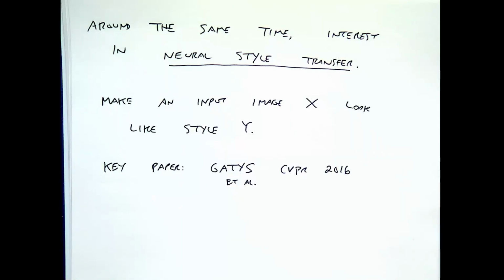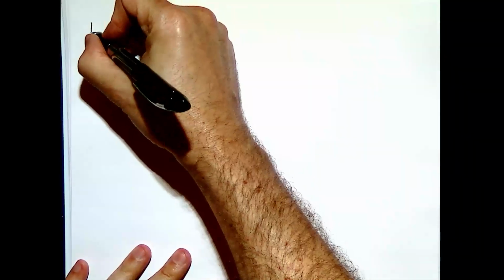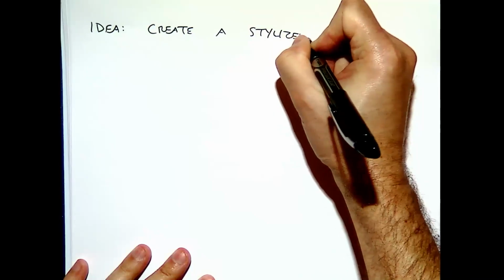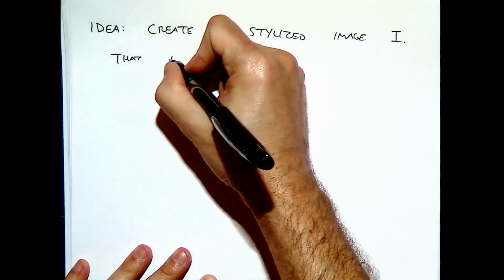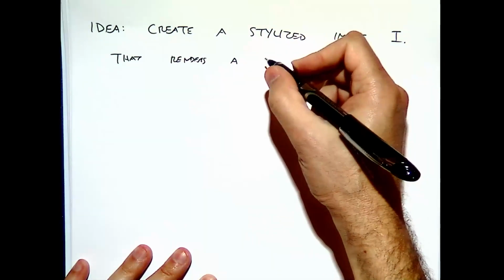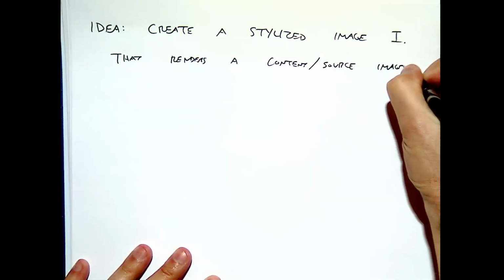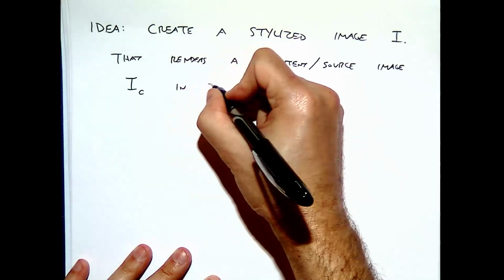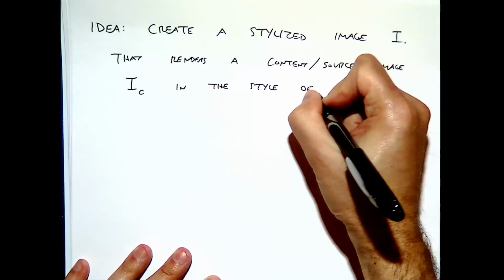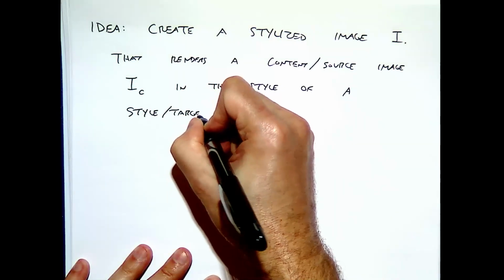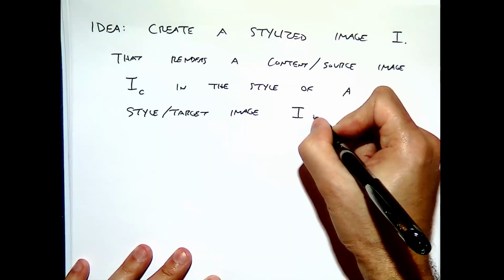And so the key idea was that we have a goal of creating this stylized image I, which is what we want to create, that renders what we call the content image or the source image, let's call that I sub C, in the style of a style or target image, let's call that I sub S.